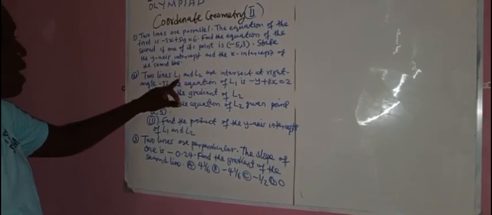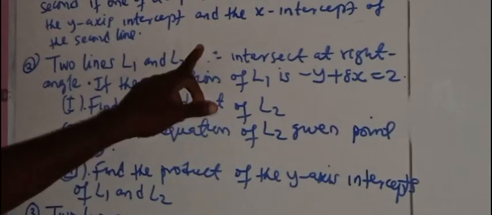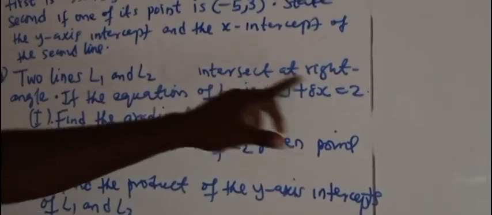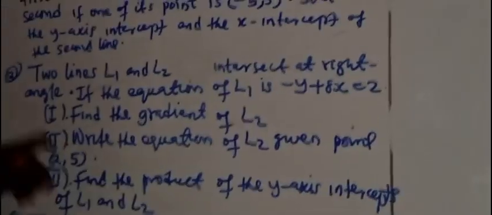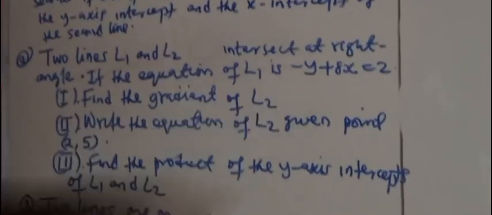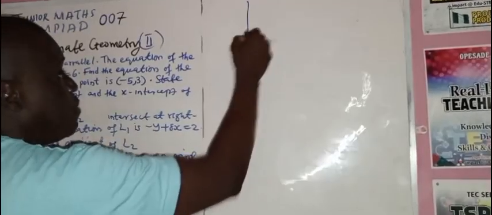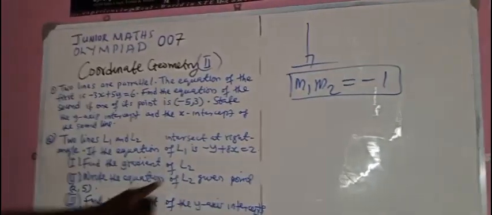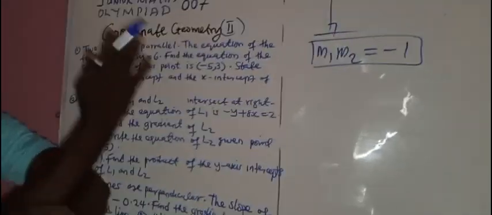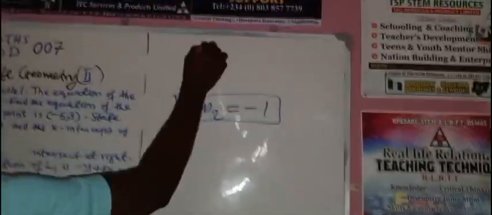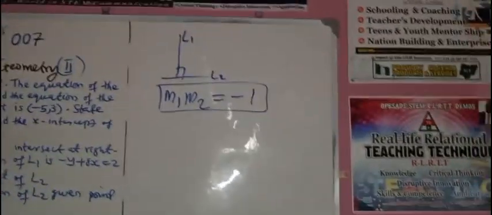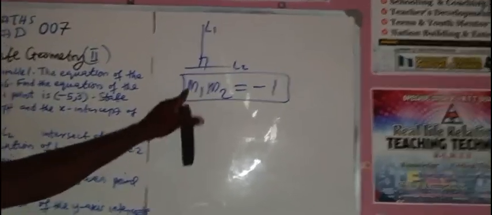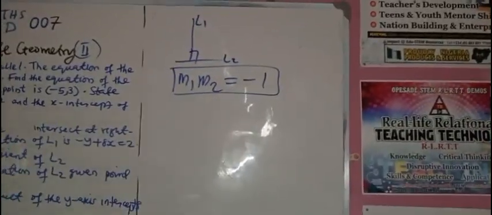2 lines, L1 and L2, intersect at right angle. That means they are perpendicular. For 2 lines to be perpendicular, meaning to be at right angle, M1 times M2 must give you minus 1. This is what we need to solve this. At right angle means perpendicular, at 90 degrees. So this is line L1, this is line L2. They meet perpendicularly, so their gradients, anyhow we do it, must be M1 times M2 equals minus 1.